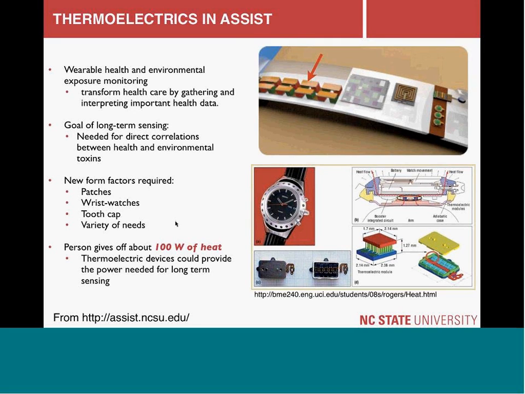And long-term sensing. Now, if you have a long-term sensor embedded in somebody, it has to have a way of powering itself, right? So the form factor can include a patch on somebody's body, a wristwatch, a tag on somebody's tooth. Those are on the website, and really to fit a variety of needs, right? A person gives off about 100 watts of heat. Your light bulb walking around, okay?